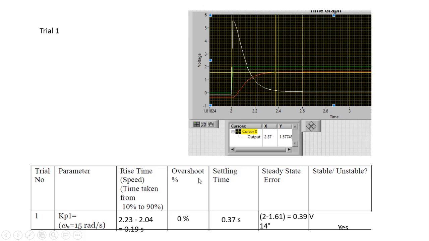So how about the overshoot? Did it ever go over the steady state value? Don't look at the target anymore, just look at its steady state value at 1.61. Did it ever go over that? No. So you have a 0% overshoot.